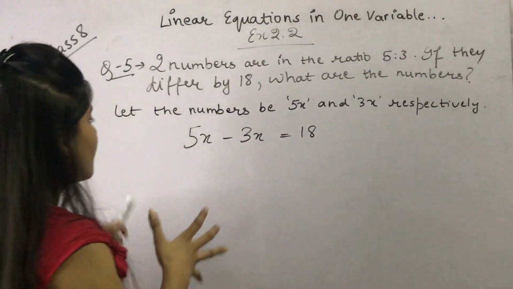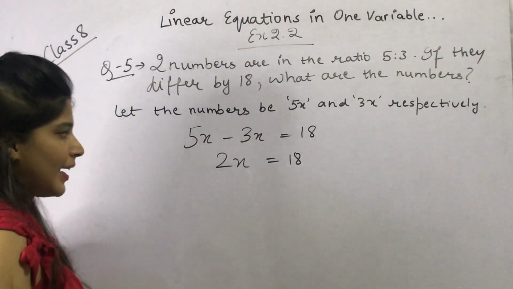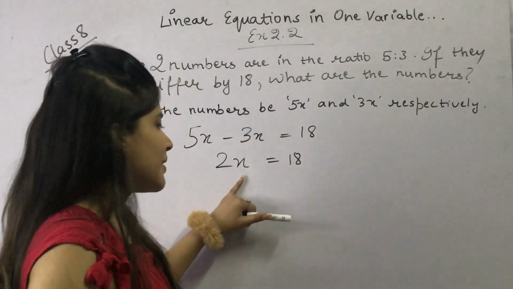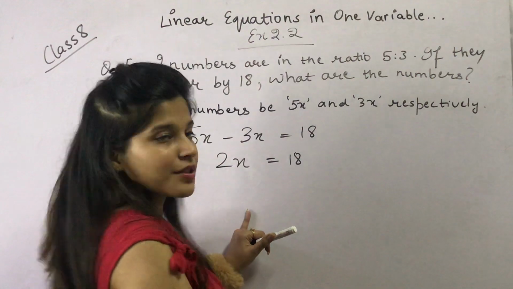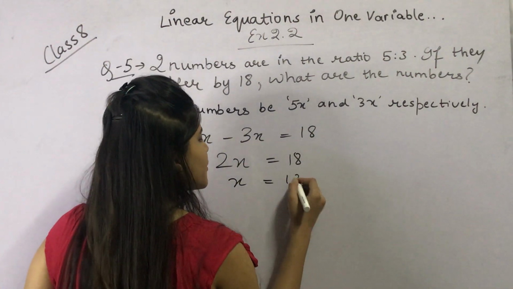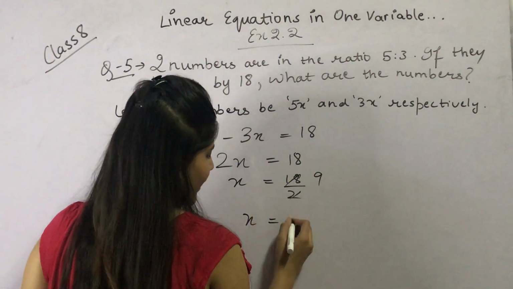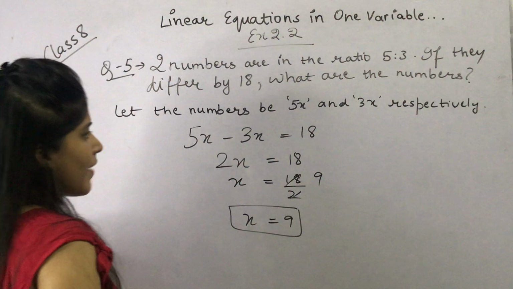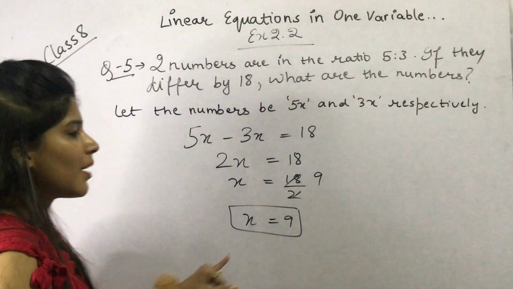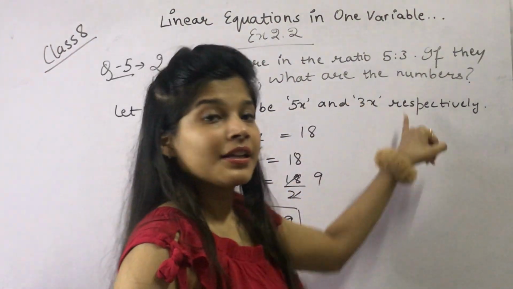Okay, so 5x minus 3x is 2x. 2x equals 18. Now 2 is in multiplication with x, so when we transpose it to the RHS, it will be in division. So x equals 18 upon 2. 2 9s are 18, so x equals 9. So the value of x comes out to be 9. Now we do not have our numbers yet, because our numbers are 5x and 3x.